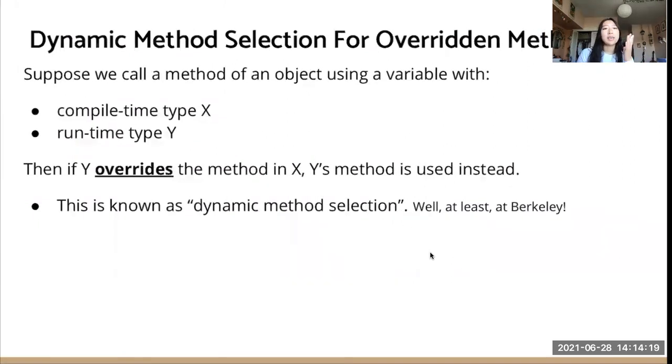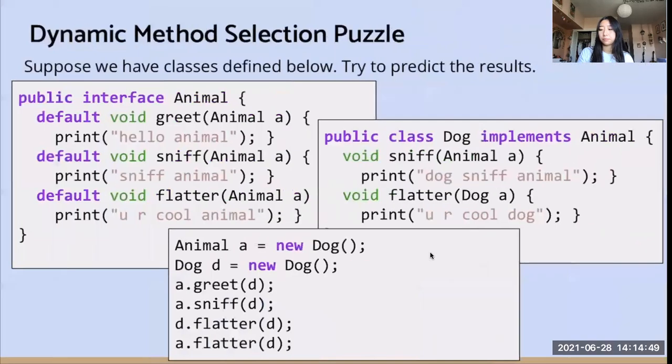So in general, we can say if we call a method of an object using a variable with compile time type X and runtime type Y, if the class Y overrides the method in X, then Y's method is used instead. This is known as dynamic method selection, or at least here at Berkeley, that's what we call it, right? And I think of it as we pick the method in the dynamic type as long as it overrides exactly the method we approved at compilation. And so now we're going to go over a little puzzle.